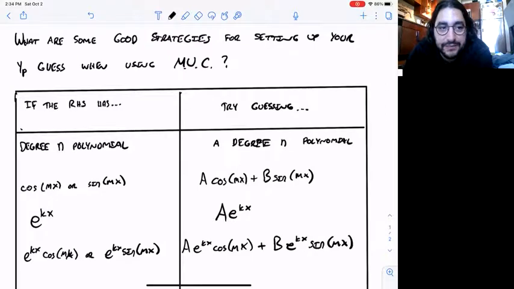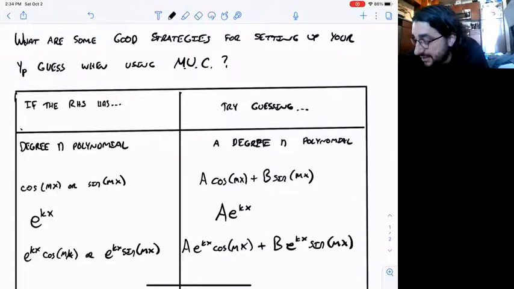If you see a degree n polynomial on the right hand side, guess a degree n polynomial. If you see a sine or a cosine, guess a linear combination of sines and cosines with the same period. If you see an exponential, guess that exponential with the same power, but give it an arbitrary constant out front. If you see a product of exponentials and cosines and sines, treat it like the sine and cosine case, but with an e tacked out front. So these are some common cases.